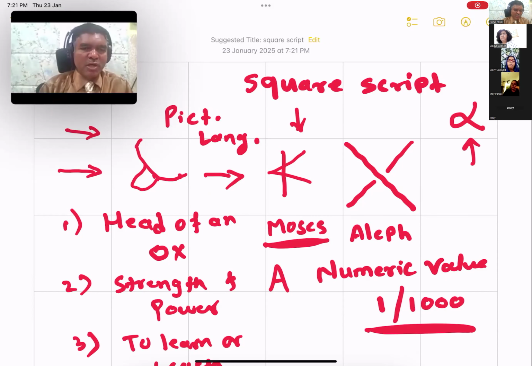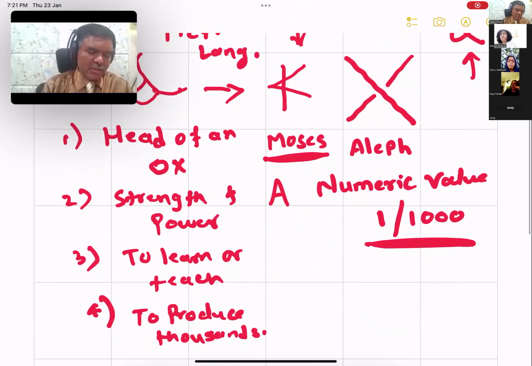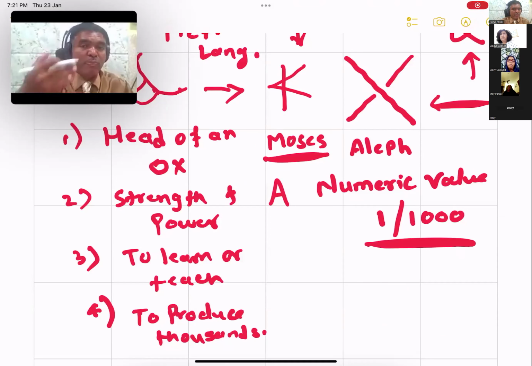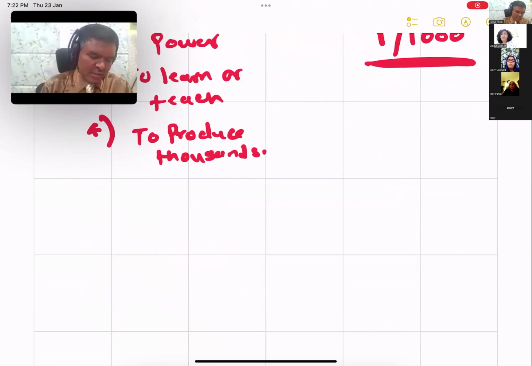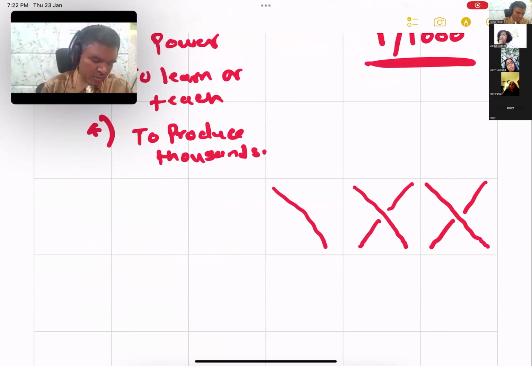So what you need to remember is you have to learn this script. It should fit in a square box. It should not go beyond the square box, because while you practice, you have to write this within the square box, not outside it. Aleph, Aleph, Aleph. Like this, you have to write in a square box. Okay.